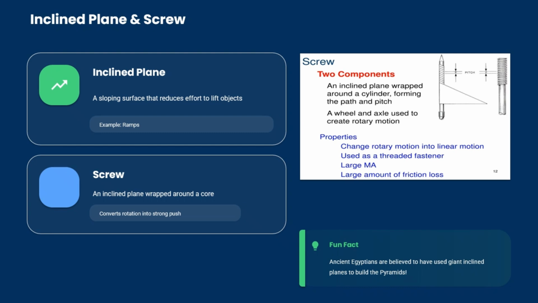Moving on to other essential machines. Have you ever seen workers moving a heavy box up to a truck? They often use a sloping ramp. This ramp is called an inclined plane. It allows us to move heavy things up with less effort.